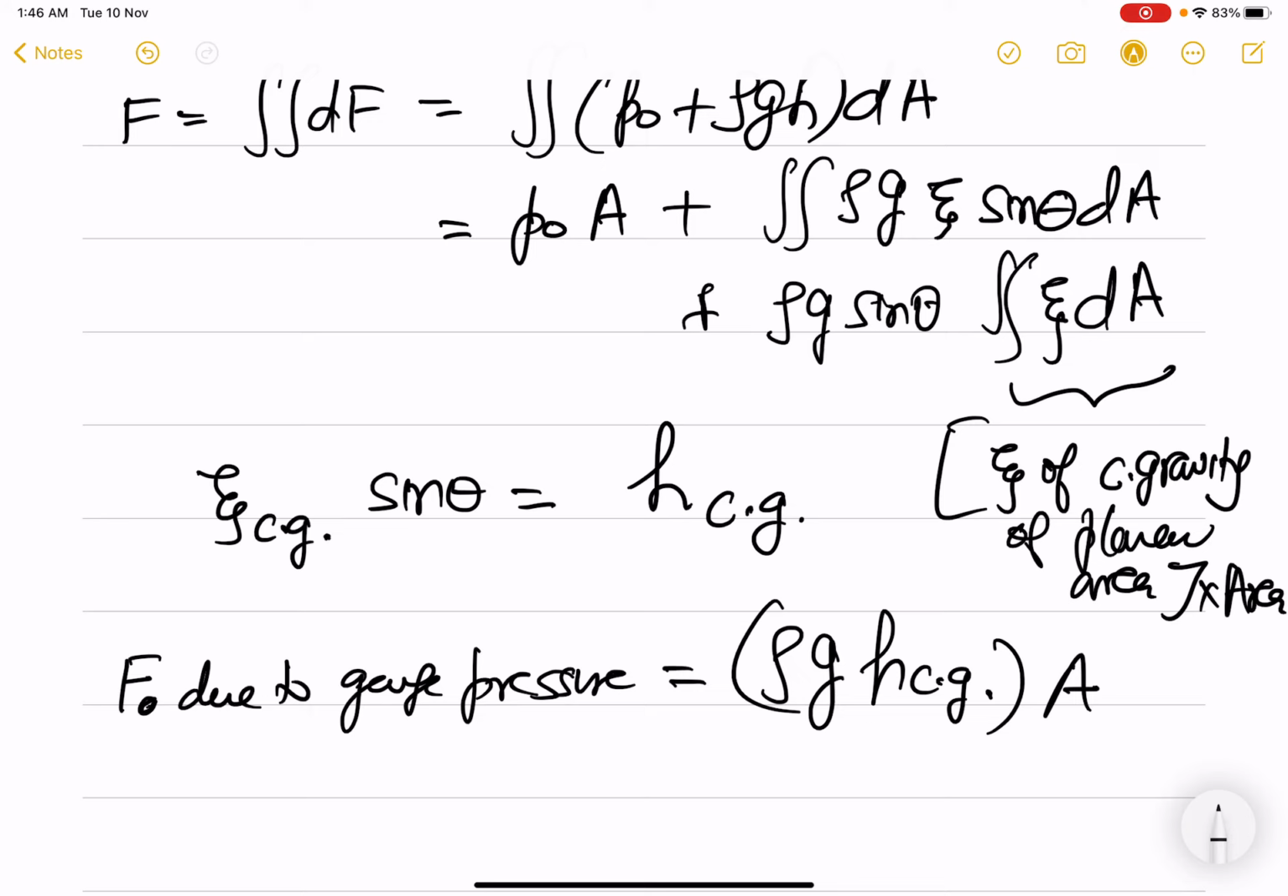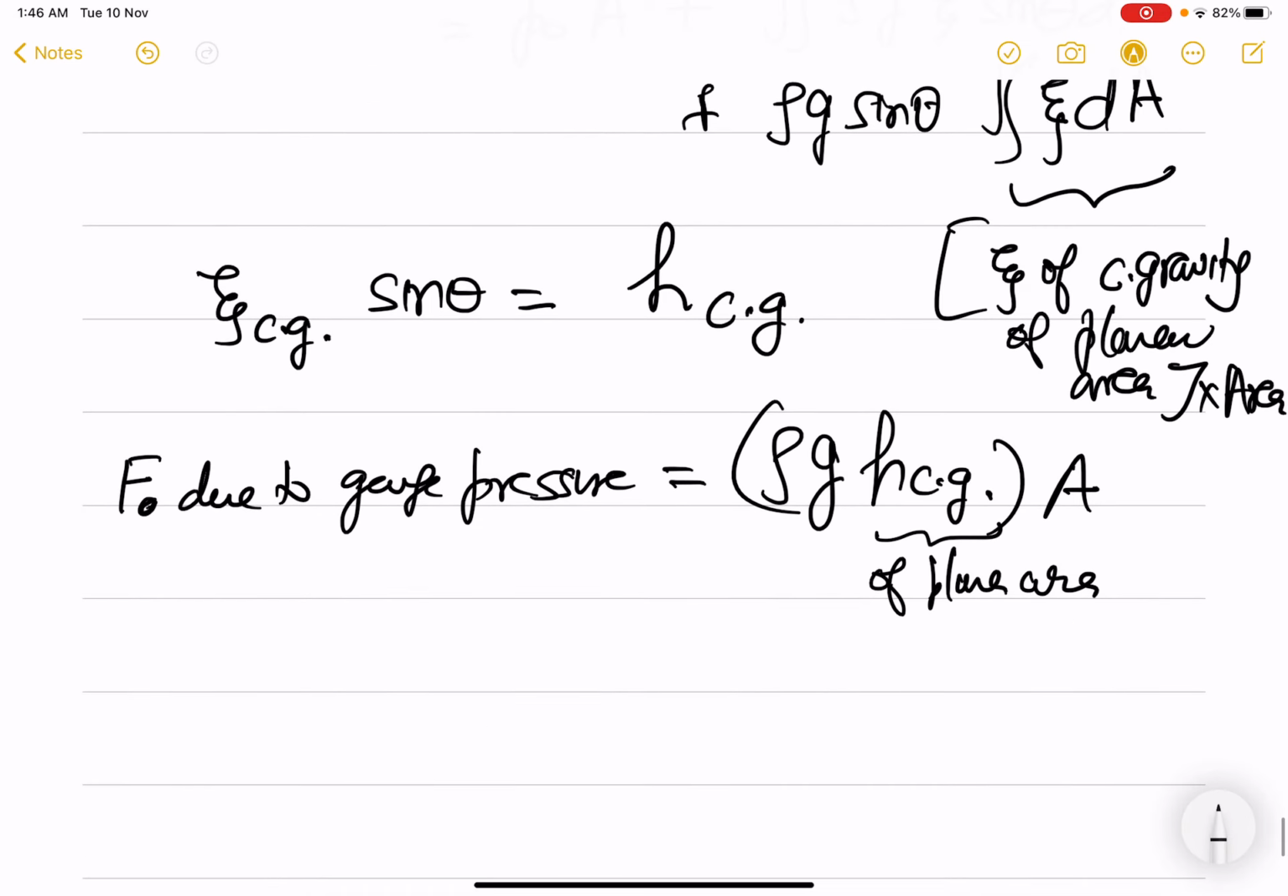So what we get is, for a planar surface, the force due to gauge pressure will be equal to rho g times the depth of the center of gravity of the planar area times the planar area. And this is nothing but the pressure at the center of gravity multiplied by the area.